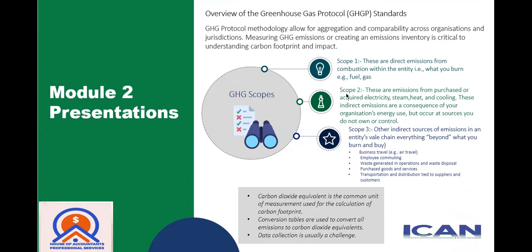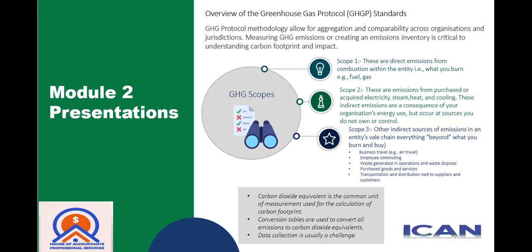So we have scope 1, like I said, scope 2, and we also have what we call scope 3. These are direct emissions from combustion within the entity, what you burn yourself. This is where we are now going, into the one that will be beneficial to accountants.